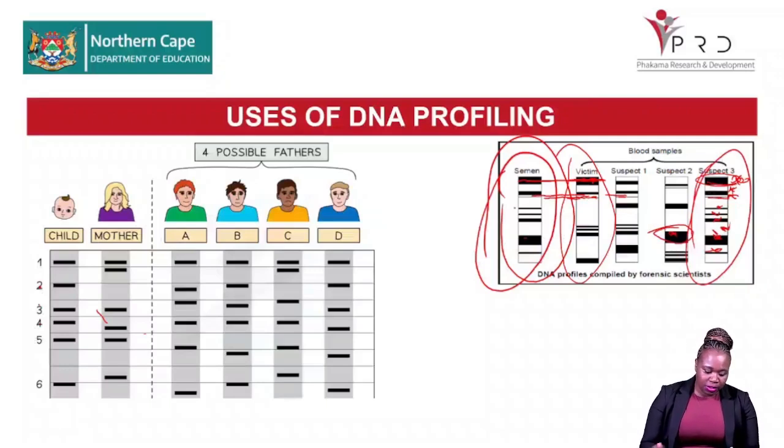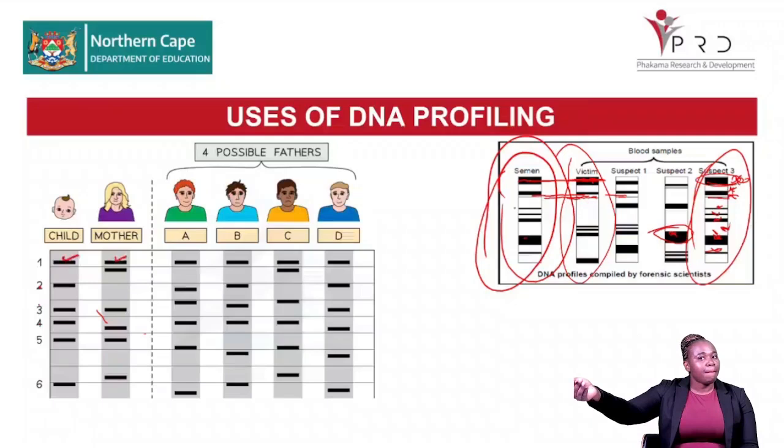Now let's start with that. The first bar of the child matches with the mother. So it means that we're going to exclude that bar when we match with the fathers. The second bar of the child does not match the mother. It means it must then match the father when we are comparing with the fathers.